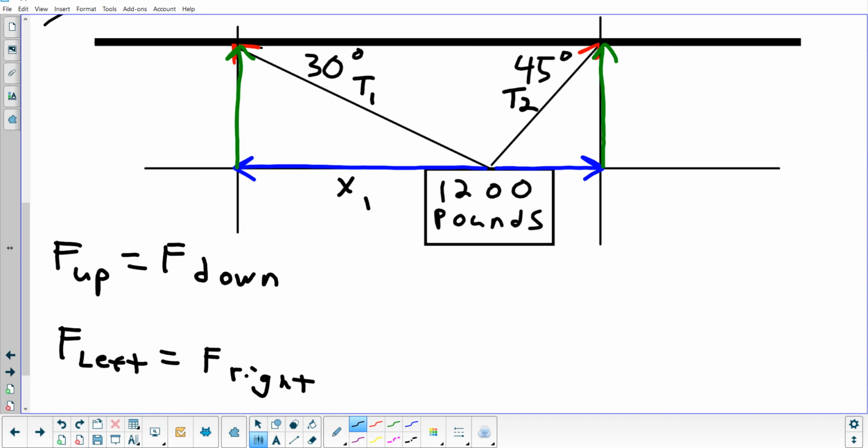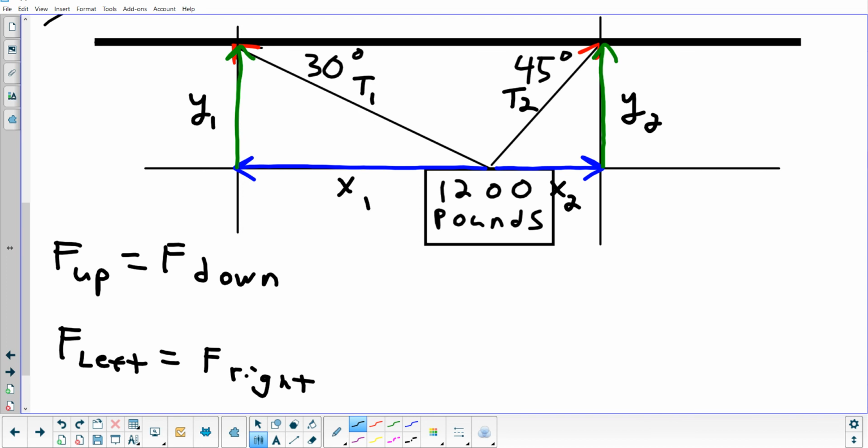I would keep all the ones together. So this is the horizontal force for cable 1. And what about this green one? Y1. And what about this blue one over here? You can call this one X2. And the green one? Y2.